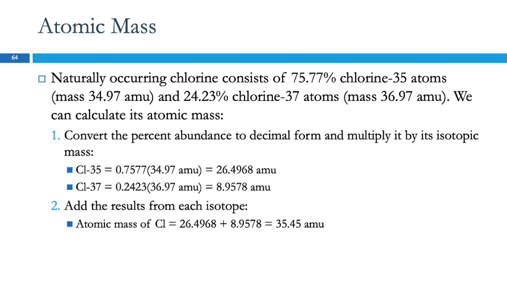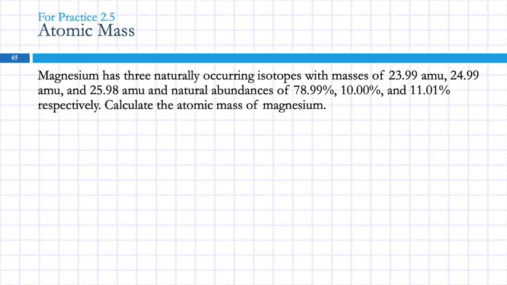So let's look at an example. Magnesium has three naturally occurring isotopes. So they're giving us the masses and the abundances. So we've got 23.99, that's 78.99%.